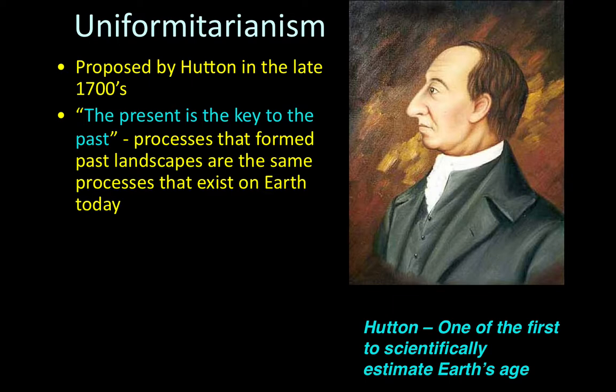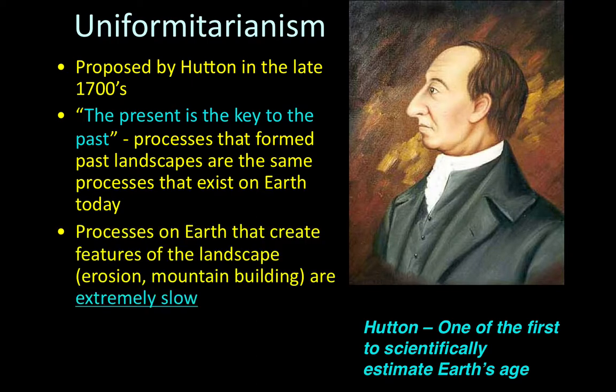The processes that formed past landscapes, such as the processes that created a river valley or a volcanic landform or another kind of mountainous landform, are the same processes that are happening on Earth today. Basically, he found that there was no reason to think the early Earth was different than the current Earth. He actually scientifically observed these processes. He would go to the shorelines of Scotland. He was a Scottish person, and he would notice that the sediments on the beach were very similar to the rocks that were making up the cliffs along the beach.